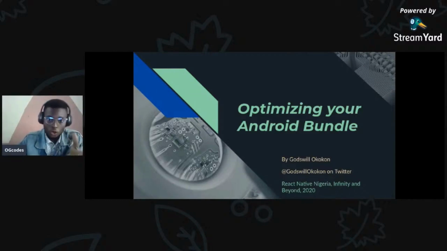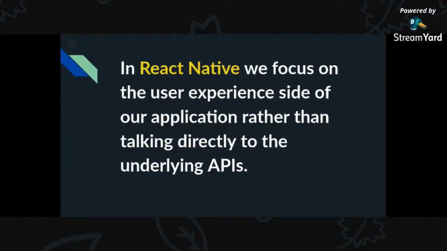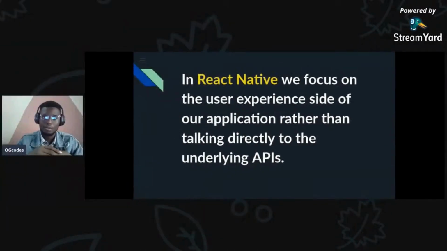All right, so in React Native, we tend to focus on the user experience side of our applications rather than talking directly to the underlying APIs. We create a component that describes how our interfaces should look during application runtime, and then React Native converts that into native components. However, it doesn't mean that with React Native, everything's supposed to run fast or seamless, since we don't actually control how we render the applications.